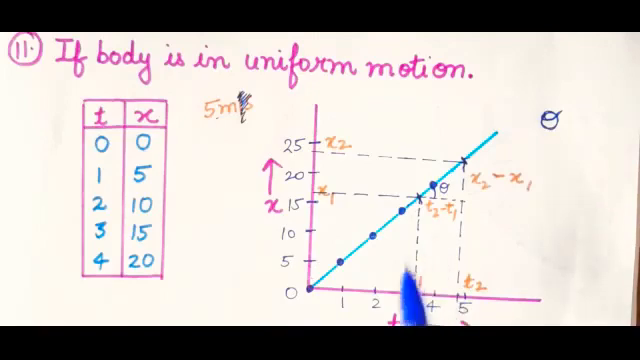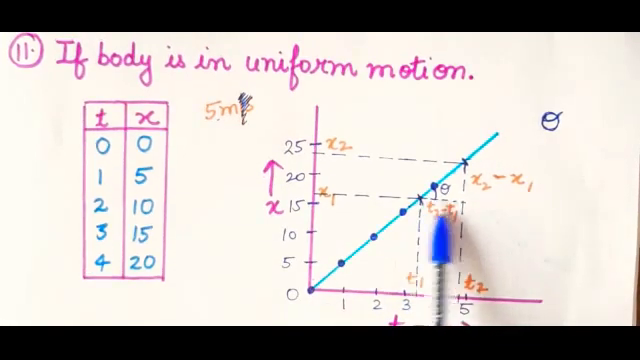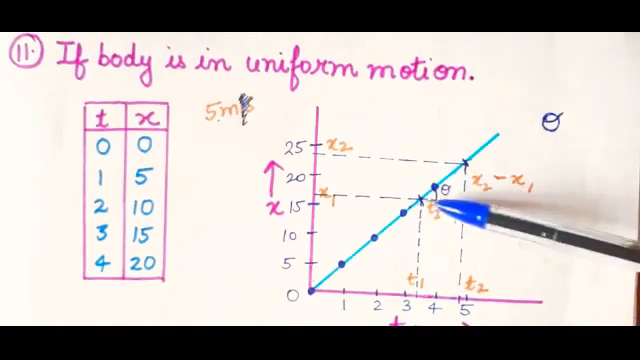Similarly here, the time interval from this point to this point is T2, and from this point to this point it is T1. Now we need to calculate this line only, so it will be T2 minus T1. Now you know this line, you know this line.